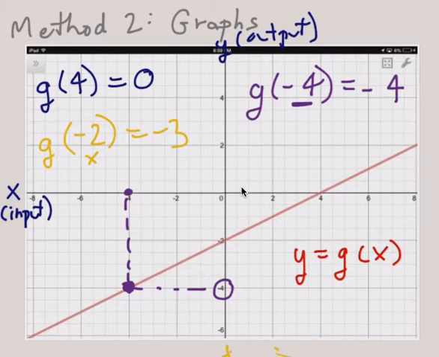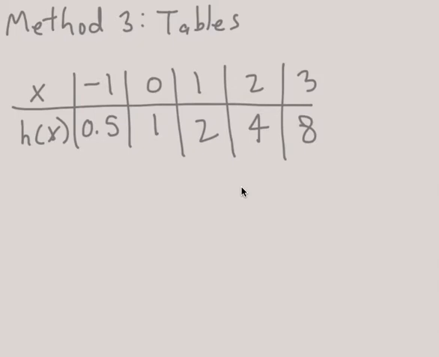So method 2 of evaluating functions, of actually defining functions, is we can have a graph. We find the x value as the input, and then the y value of whatever point that is going to be the output. Our final method of defining functions is probably the easiest one, and that's we can use tables to define functions. So in this example, I have a function h, and the way I assign the inputs to the outputs is I just look at the table.